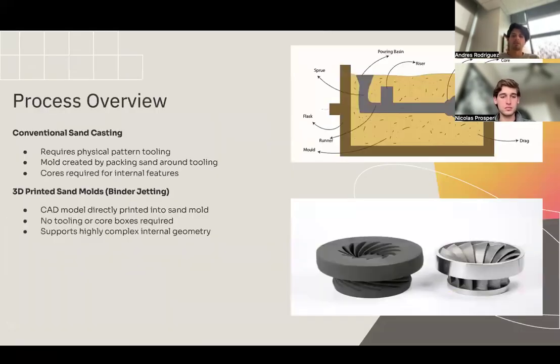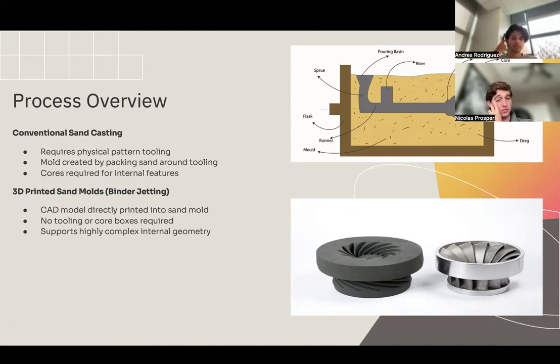So for the process overview, to begin, here's a quick overview of how each process works. Conventional sand casting relies on physical tooling. A wooden or metal pattern is made, sand is packed around it, and cores are created separately for internal features. The tooling creation process can take weeks and must be redone for design modifications.